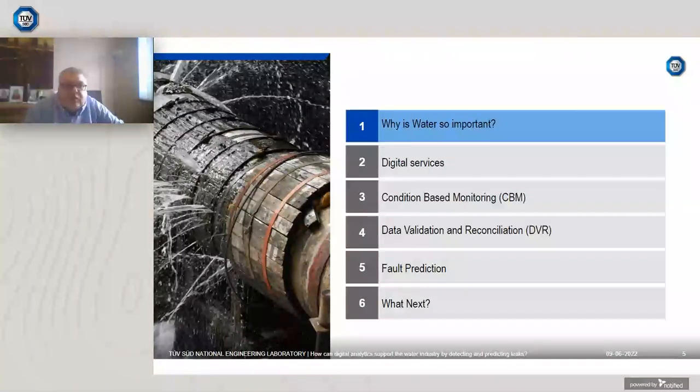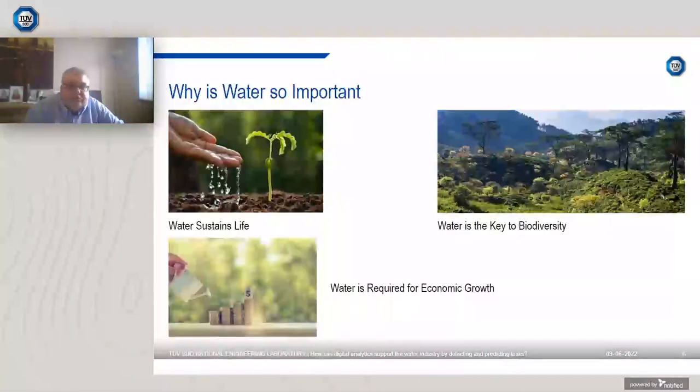So firstly, why is water so important? Well, water sustains life. 2/3 of our body is made up of water, and our brains are at least 85% water. The average person cannot live for more than 3 days without water. It's key to biodiversity. We can only truly have biodiversity if we look after the lakes, rivers, and the fresh water that supply life.